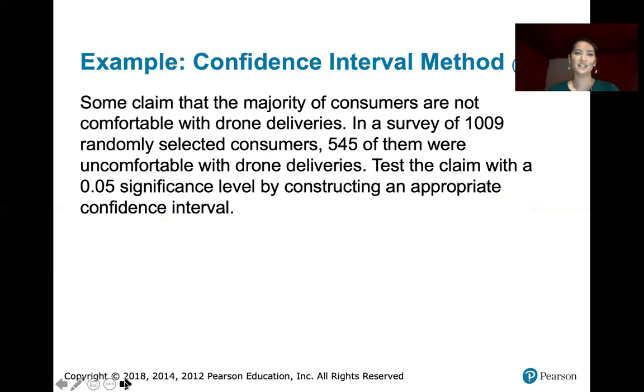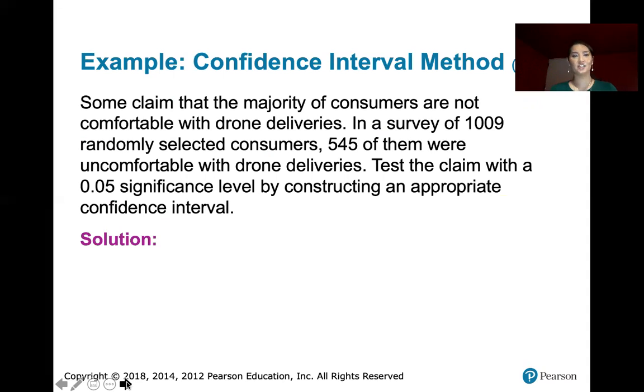Okay, so let's look at an example. The problem statement says that some claim that the majority of consumers are not comfortable with drone deliveries. In a survey of 1,009 randomly selected consumers, 545 of them were uncomfortable with drone deliveries. The question asks us to test the claim with a 0.05 significance level by constructing an appropriate confidence interval.